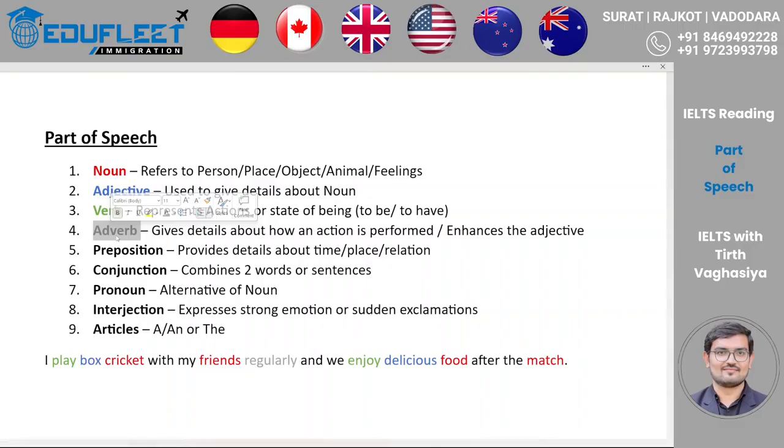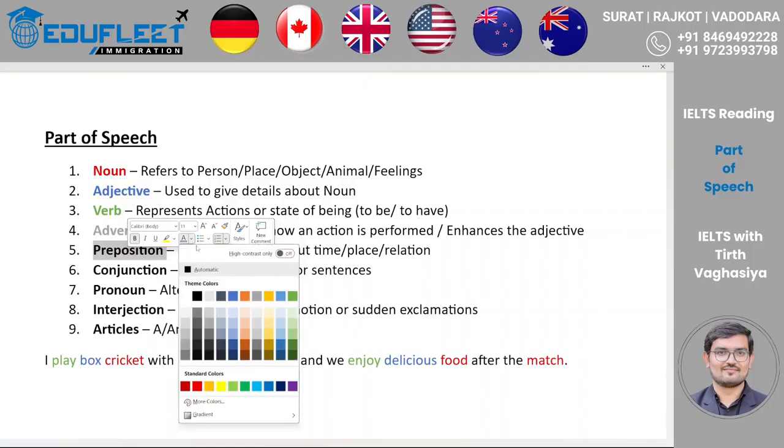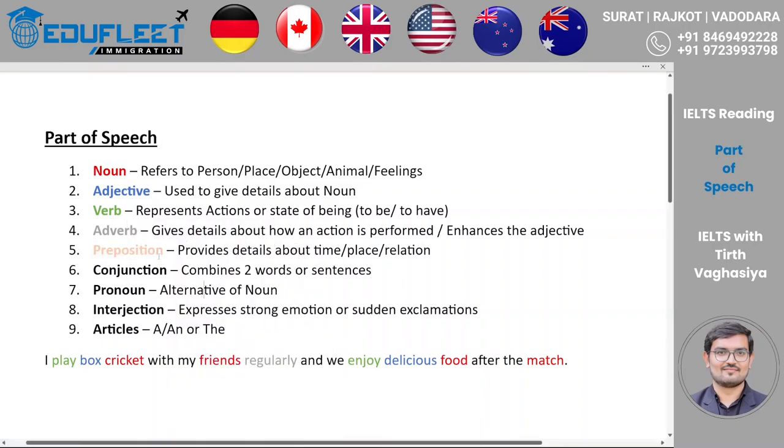Okay, so let's move to the next category, which is preposition. Now, what is preposition? If you refer to this term, preposition is mainly used to provide you three details in the sentence. One is either time, second is place, and the third is relation. Without prepositions, your sentence would be meaningless.